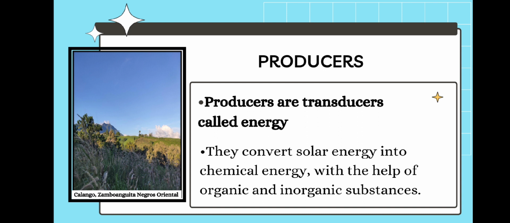First one is producers. Producers are transducers, also known as autotrophs, who make their own food. Producers such as plants make food through a process called photosynthesis. This food is used by the plant for its own energy or may be eaten by consumers. Producers convert solar energy into chemical energy with the help of organic and inorganic substances.